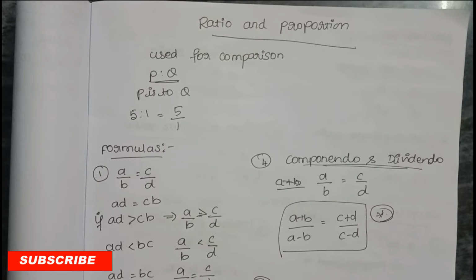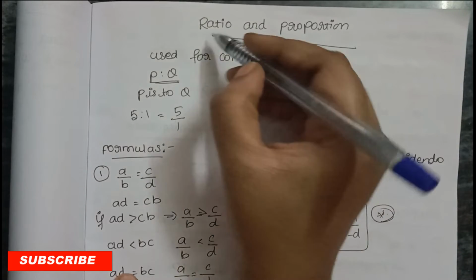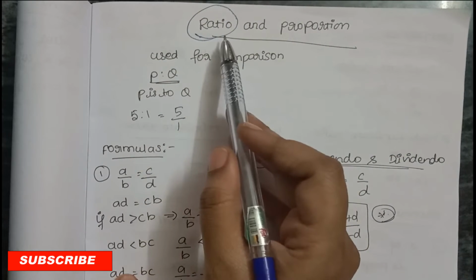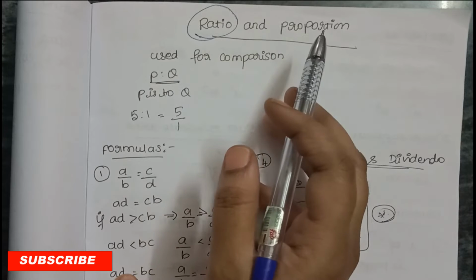In this video, we are going to discuss ratio and proportions. Basic concepts and formulas are discussed in this video. Kindly go through this video till end. First, ratio is used for comparisons. For comparing two things, we use ratios, fractions and percentages.